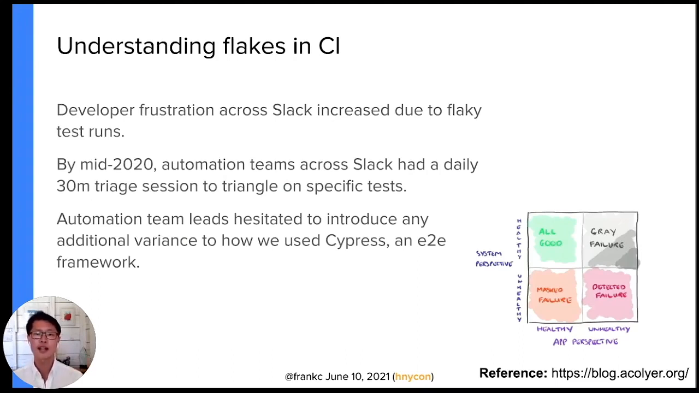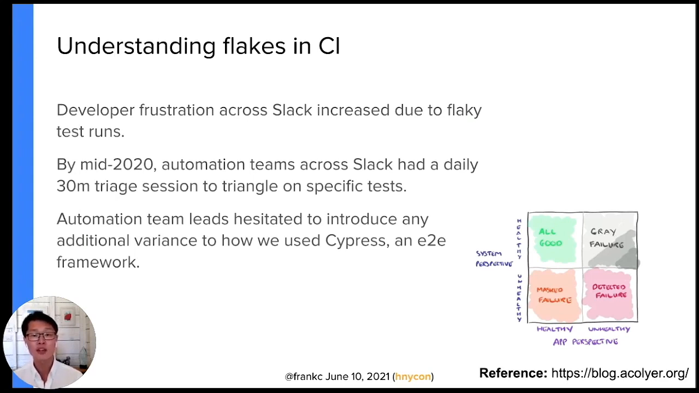Developer frustration across Slack was increasing due to flaky test runs over the last few years. Flaky test runs was one of the top reported issues in developer surveys for a few quarters. By mid-2020, automation teams across Slack had a daily 30-minute triage session to focus on the flakiest tests. Automation team leads hesitated to introduce any additional variants on how we use the Cypress platform in the end-to-end test framework. The belief was that flakiness was from the test code itself. Yet there wasn't great progress by focusing on the tests.